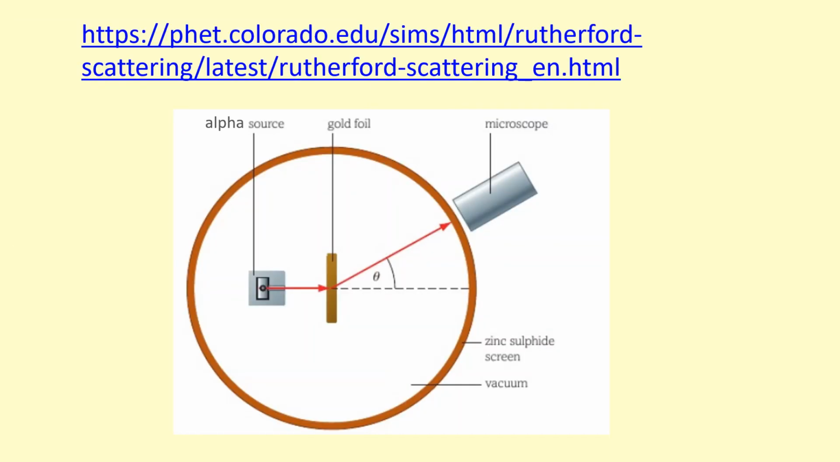In the alpha particle scattering experiment, alpha particles were fired at a very thin gold foil, like this. And the microscope here is used to detect how many of those alpha particles go through and at what angles they went through. I want you to run this simulation here and see what you discover.